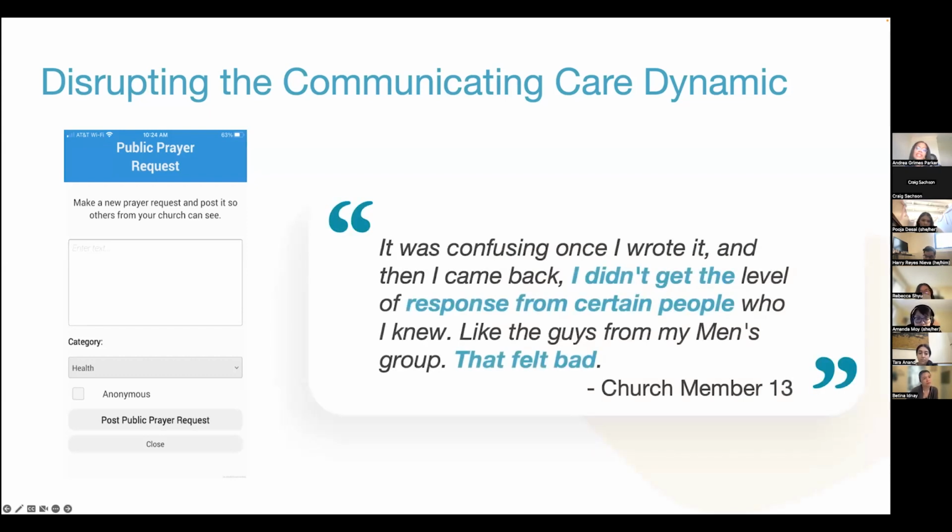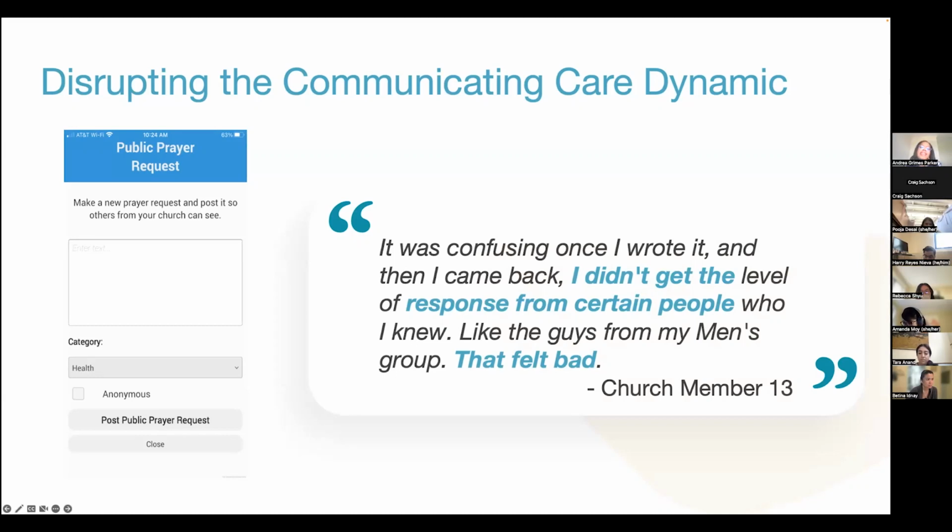Participant 13 told us, "It was confusing once I wrote my prayer request, and then I came back and I didn't get the level of response from certain people who I knew, like the guys from my men's group, and that felt bad." Other participants worried that if they responded to a prayer request from one person, they would be expected to respond to everyone.